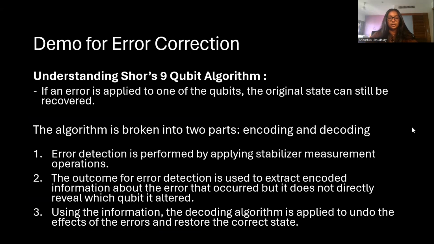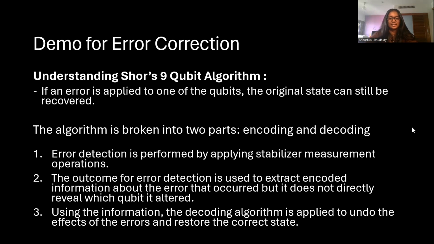The algorithm is broken down into 2 parts, encoding and decoding. During encoding, error detection is performed by applying certain operations known as stabilizer measurements, which provide information about the presence of errors in the system without directly measuring the state of the qubit. This is done to reduce the errors that may occur from destructive measurement. However, it does not directly reveal which qubits were altered. Instead, the structure of the decoding algorithm considers how applying an error to these different qubits will affect the state of the first qubit. Hence, following this logic, the decoding algorithm is applied to undo the effects of the errors and to restore the correct state.